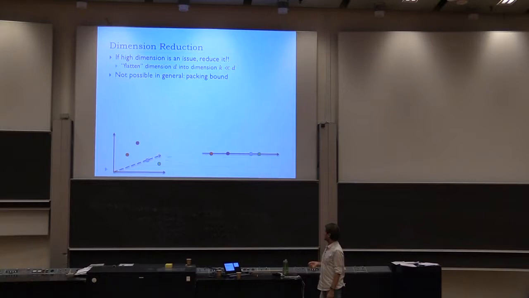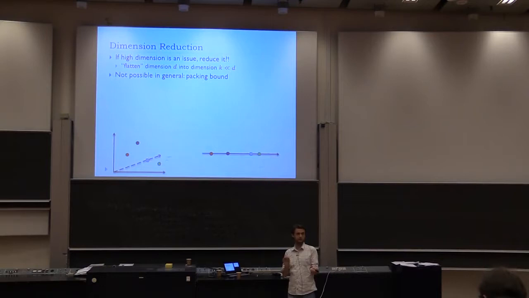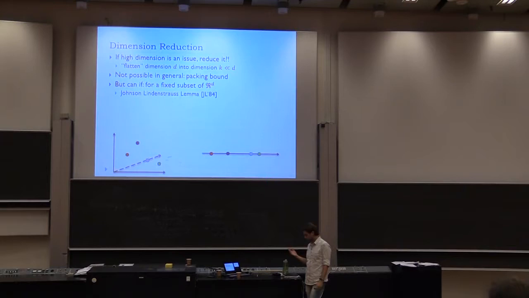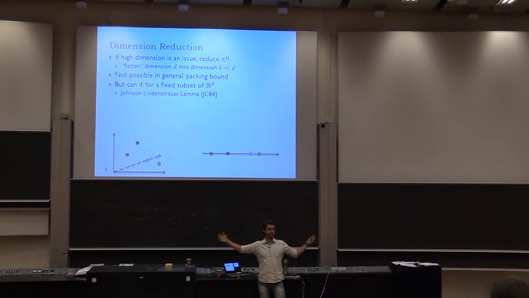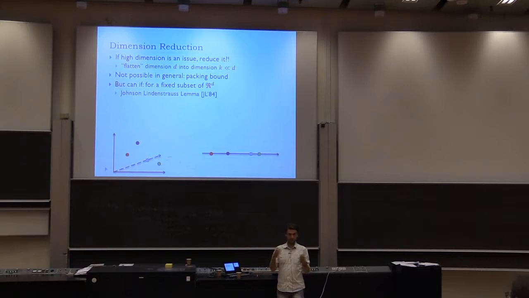And in general, this is not possible. Some of the classical things in geometry will tell you, if you have these points and they really have this two-dimensional or three-dimensional structure, you cannot just flatten them out. Some distances will be distorted. Some distances will go to zero, for example, right? There is nothing that one can do. But it turns out that one can do dimension reduction if one thinks not about the entire three-dimensional or high-dimensional space, but about a particular set of points. So if we had a particular set of n points in high-dimensional space, we can try to do dimension reduction. And this is the classical Johnson-Lindenstrauss lemma from 1984.